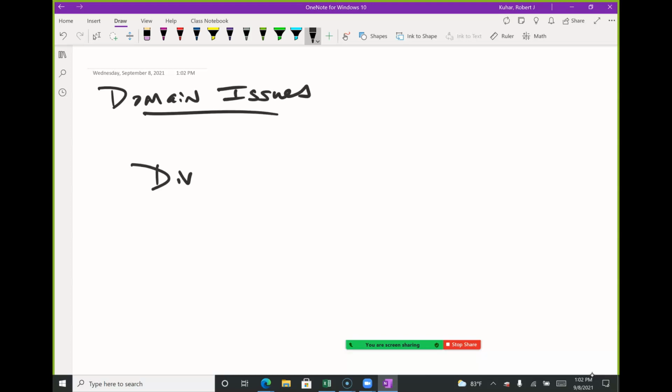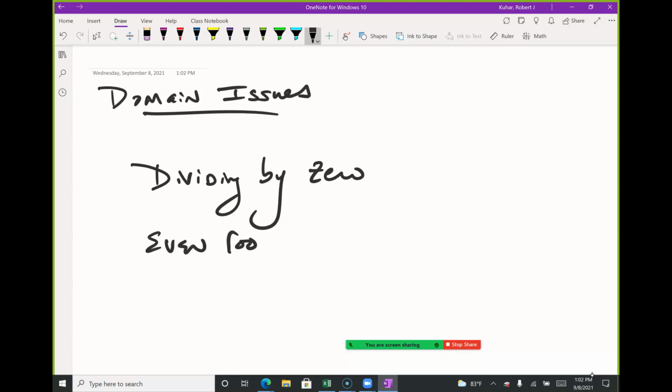Right now, there are only two issues for the domain: dividing by 0, or an even root of a negative. Those are our only two issues. We will be adding them as we go.